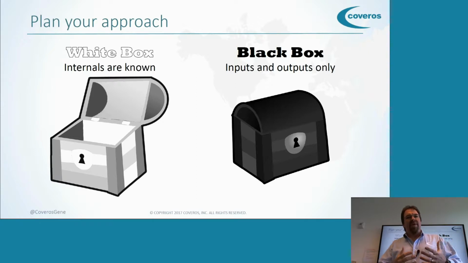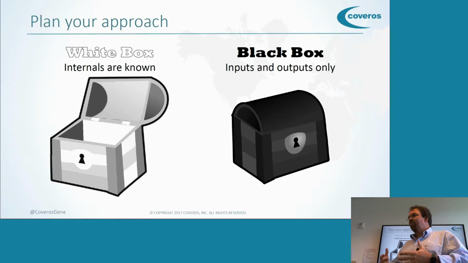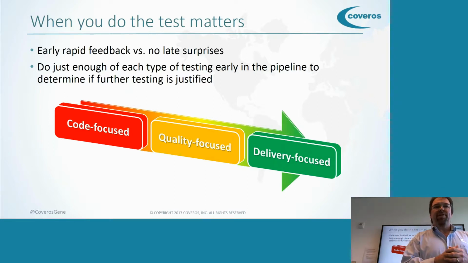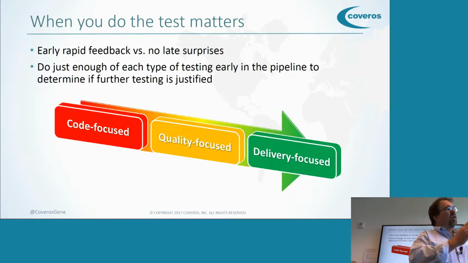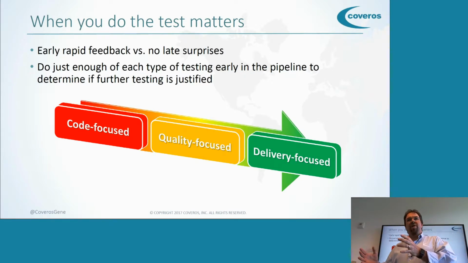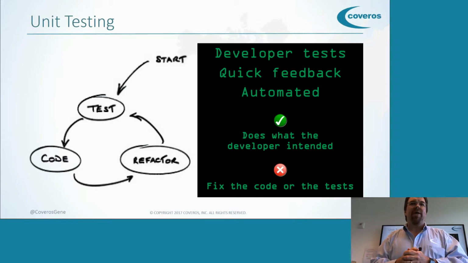And how we do the testing, whether it's white box, meaning we know what the internals of the code or the system look like, or if it's black box, we don't know the internals, we're treating it as an outsider, will help us plan how and when we're going to do these. So we want early rapid feedback versus no late surprises, right? We're going to start focusing on the code, slowly move into talking about the quality, and then later focus on delivery. We want to keep these tests in order so that we can learn the right things at the right times.